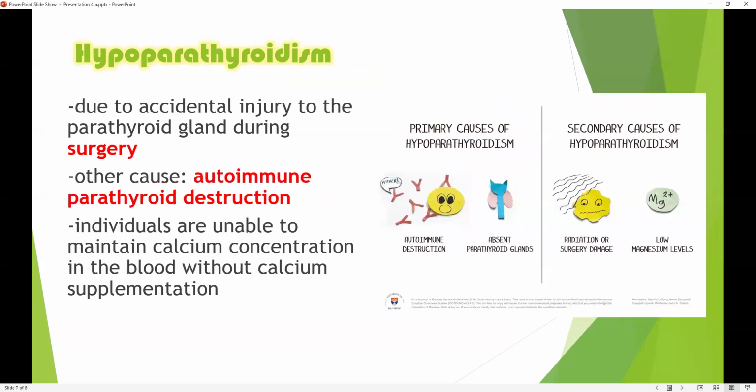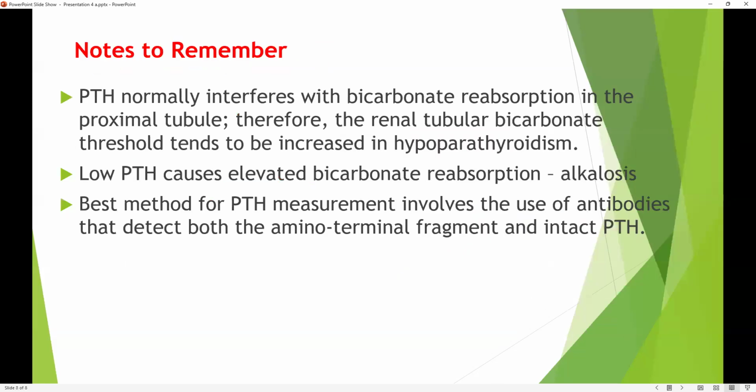For hypoparathyroidism naman, it is due to accidental injury to the parathyroid gland during surgery. Other cause would be autoimmune parathyroid destruction. So individuals are unable to maintain calcium concentration in the blood without calcium supplementation. So we have your primary causes of hypoparathyroidism. It can be because of an autoimmune destruction or absent parathyroid glands. And secondary causes of hypoparathyroidism, we have radiation or surgery damage or low magnesium levels.